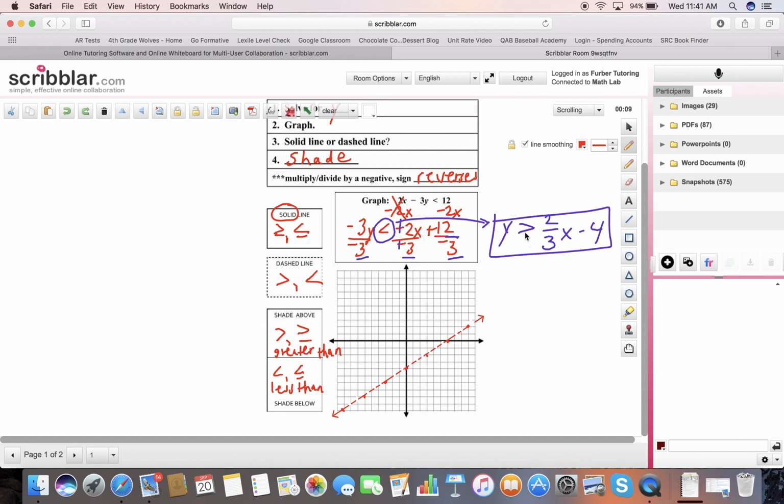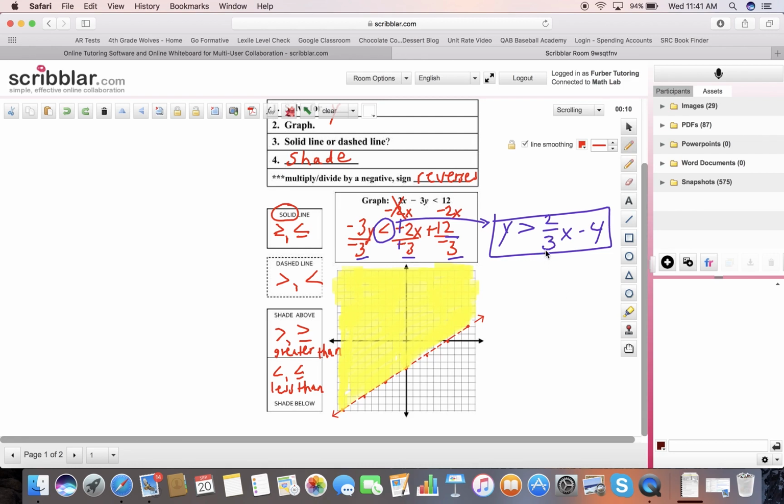So in this example, it's a greater than. So when I get ready to shade, I am going to be shading above the line. Here's the line. Above it would be all of this region over here. So there would be my solution to this inequality.